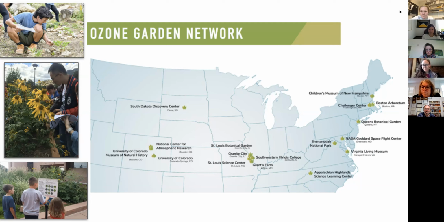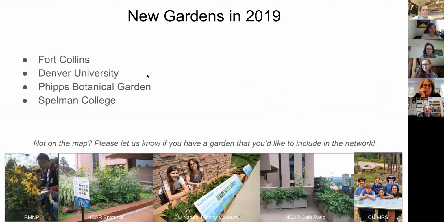And then we also have new gardens in 2019. That is also very exciting. There's a garden going in Fort Collins. There's one at Denver University. Phipps Botanical Garden has also expressed interest, and Spelman College.